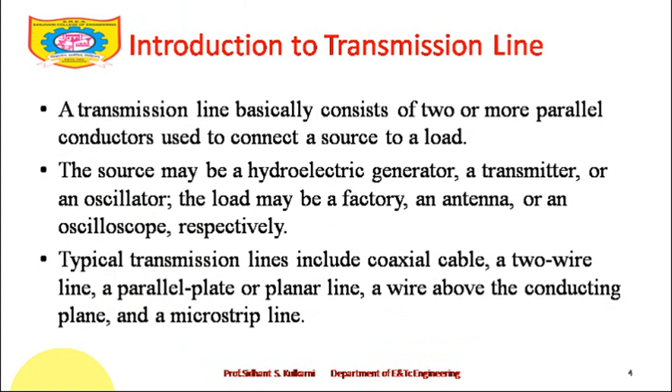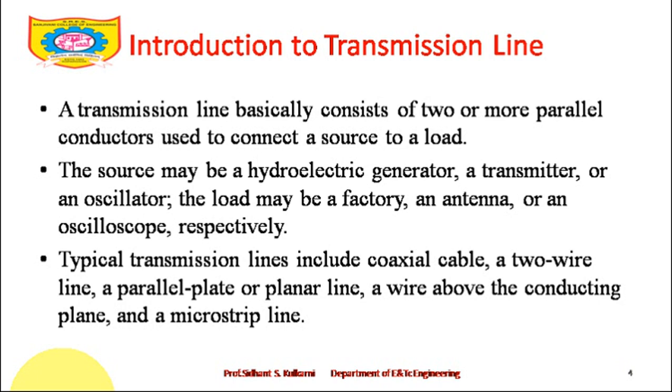Then we'll see a transmission line basically consists of two or more parallel conductors and is used to connect a source to a load. So if a transmission line structure comes to your mind, it is just a two wire transmission line. It may be a twisted pair cable which is used to connect a bulb to a switch, something like that. A source may be a hydroelectric generator, a transmitter or oscillator. Load may be a factory, antenna or an oscilloscope respectively.